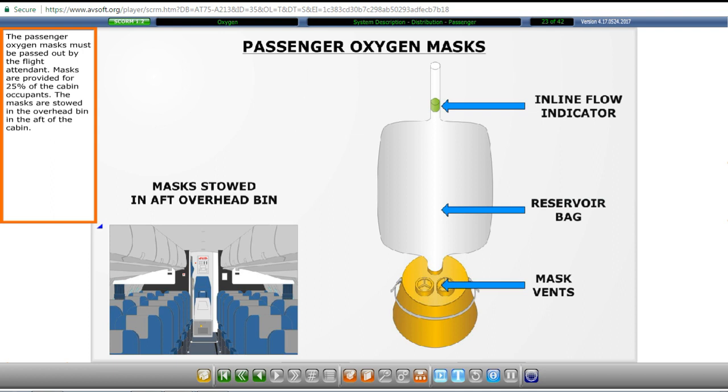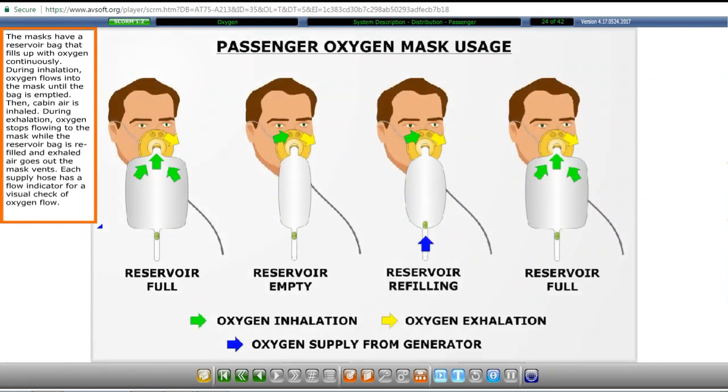Masks are provided for 25% of the cabin occupants. The masks are stowed in the overhead bin in the aft of the cabin. The masks have a reservoir bag that fills up with oxygen continuously. During inhalation, oxygen flows into the mask until the bag is emptied. Then, cabin air is inhaled. During exhalation, oxygen stops flowing to the mask while the reservoir bag is refilled and exhaled air goes out the mask vents. Each supply hose has a flow indicator for visual check of oxygen flow.